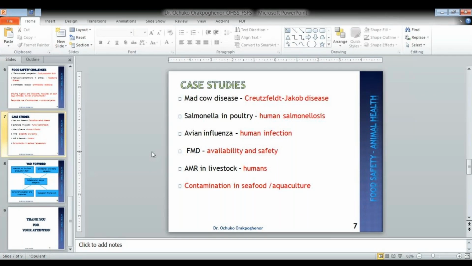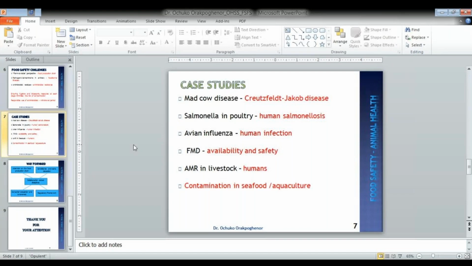Look at the FMD, which is foot and mouth disease. This foot and mouth disease affects the safety of meat, because once it affects any cattle, the cattle cannot be slaughtered because of the disease effect on the body of the cattle. Look at antimicrobial resistance in livestock, and it will cause antimicrobial residue in humans when humans consume the meat. Then we also have contamination in seafood, and this contamination in seafood has resulted in serious problems in humans, which some have not even found solution to.